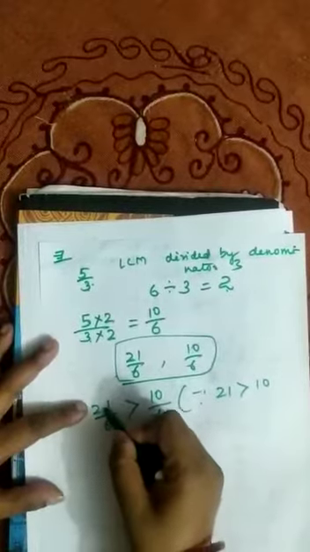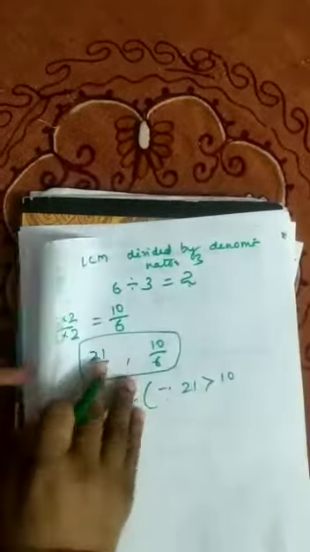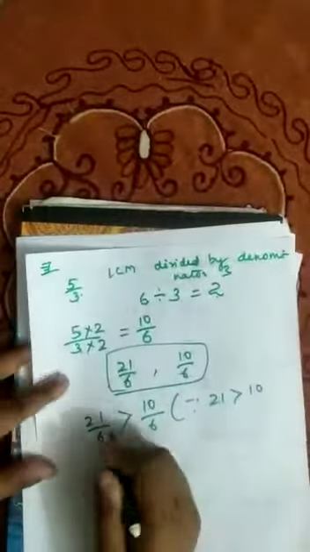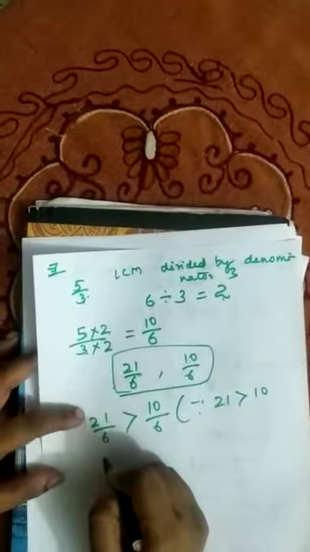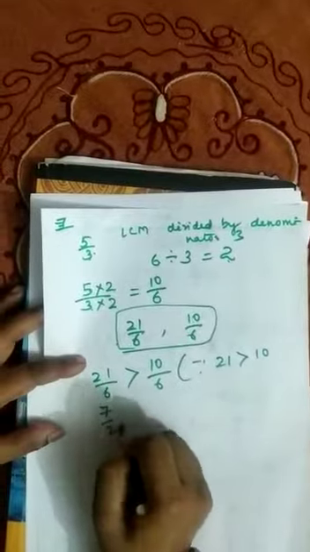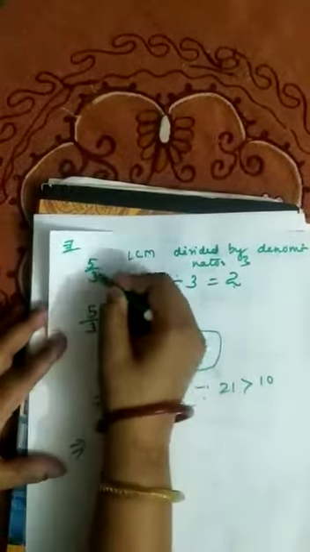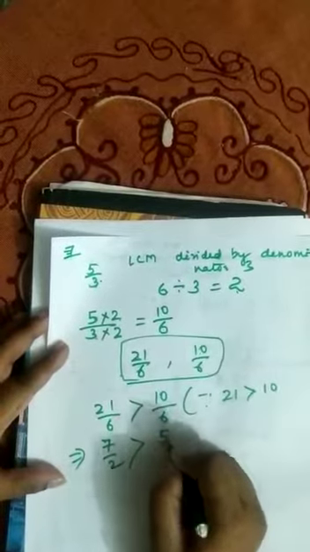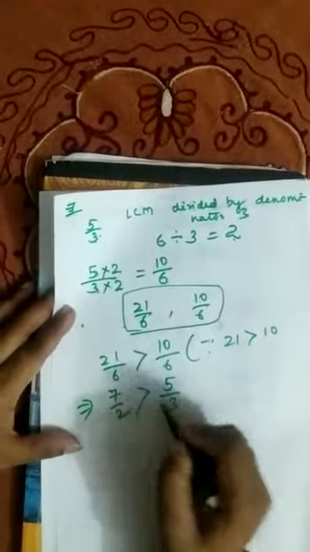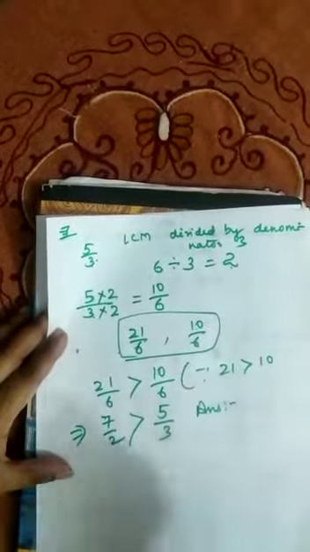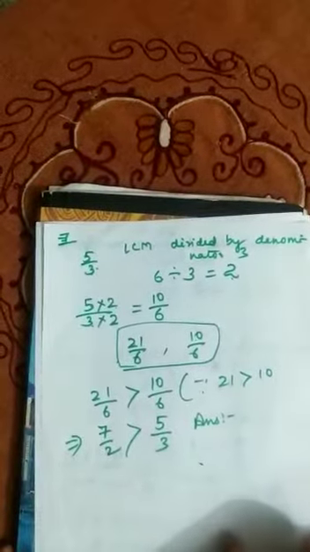Now we write down: 21 by 6 is what? It is 7 by 2. And 10 by 6 is 5 by 3. It means 7 by 2 is more than 5 by 3. This is the answer, right?